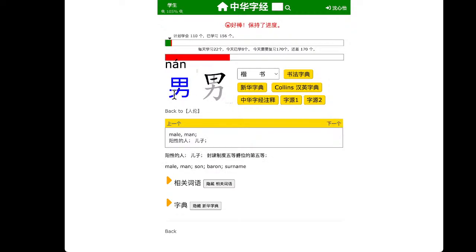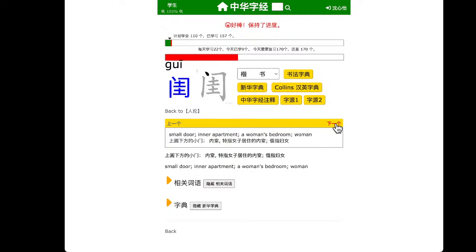男 is the word for male. 闺 originally refers to a small door or the inner quarters, a woman's bedroom, and leading from that, referring to women. I think generally in usage, people will use 闺女 to refer to daughters. I think that's the primary usage of it now.